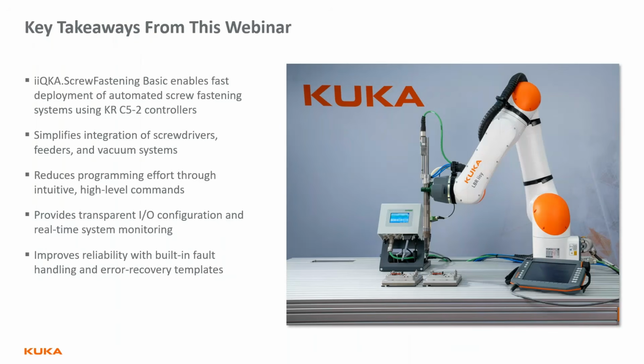Following this webinar, you should understand the following: that iiQKA Screw Fastening Basic is a KUKA software option package for second generation KRC5 robot controllers using the iiQKA OS2 operating system. Use this option package to configure, program, and test robotic screw fastening applications. The software provides configuration and monitoring utilities to set up screw fastening hardware and special programming commands for common screw fastening functions. Finally, the software provides programming templates for fault handling and error strategies.